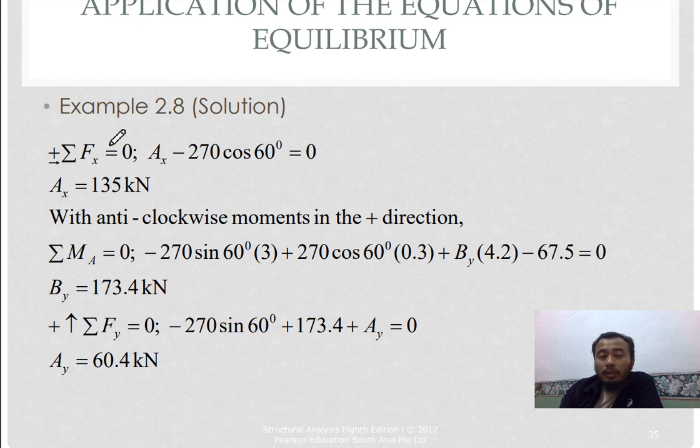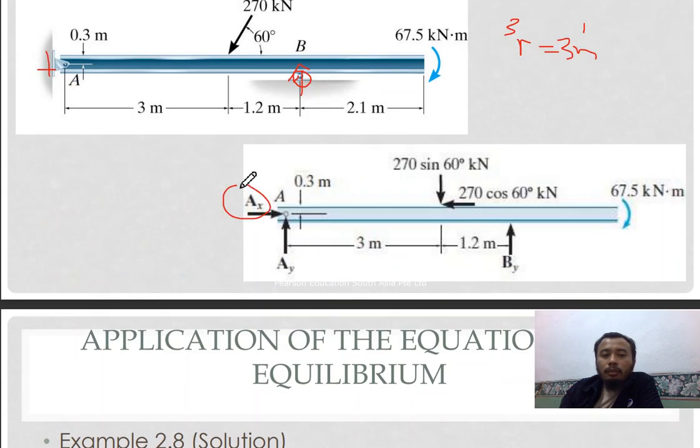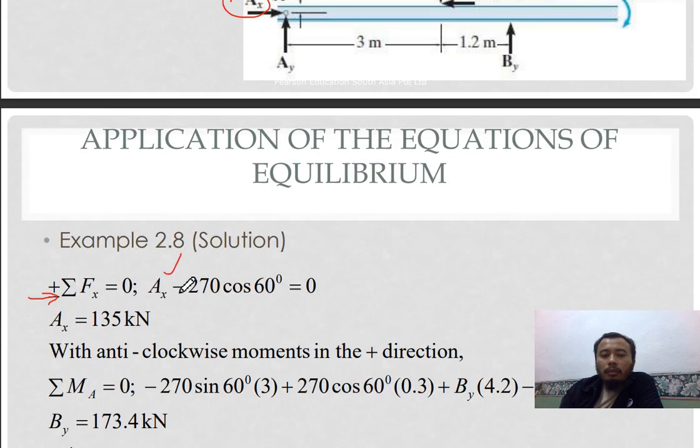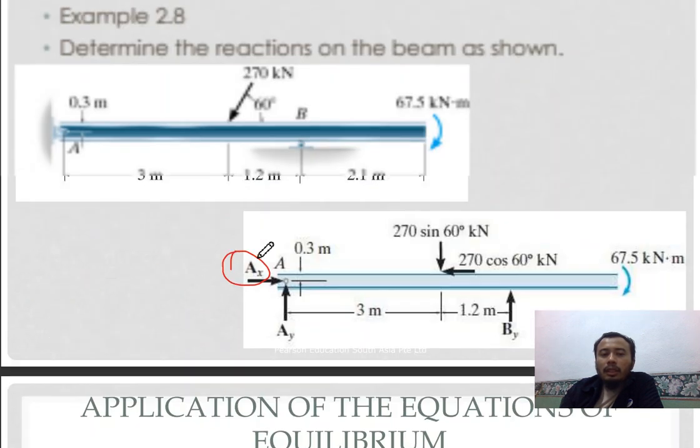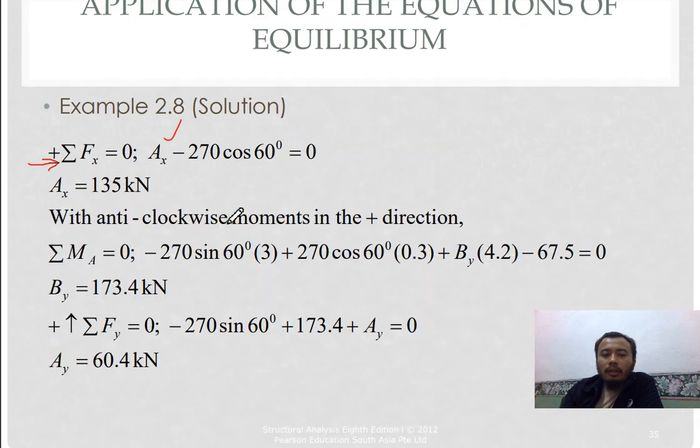First you write your equation of equilibrium. Let's say you start with Fx. So summation of Fx, towards the right is considered positive. So Ax is positive. Ax minus 270 cos 60. 270 cos 60 is negative. So minus 270 cos 60 is equal to 0. This is your equilibrium equation. So your Ax is 135.